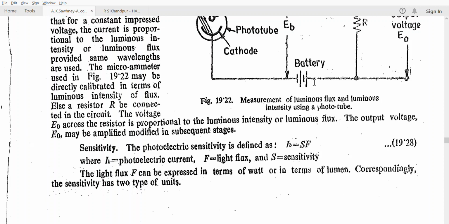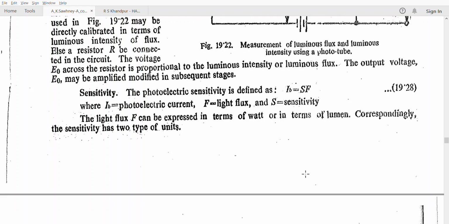So what is this luminous flux? The luminous flux can be given by the following derivations. Photoelectric sensitivity is defined as IB, the current output, equal to S times F, where S is the sensitivity, F is the light flux, the incident light, and IB the photoelectric current. So the output current to the input light flux is the sensitivity, and it is measured in terms of watt or in terms of lumen.